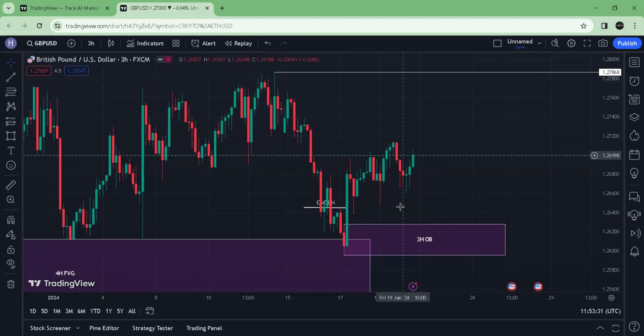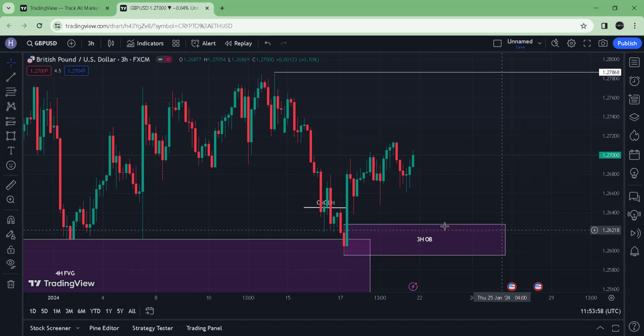So now we need other factors which influence price to come here and touch this order block, then run away. One thing we know about price is that price needs liquidity for it to make moves. So what can we see? Liquidity here and here and here. And where is this liquidity resting?